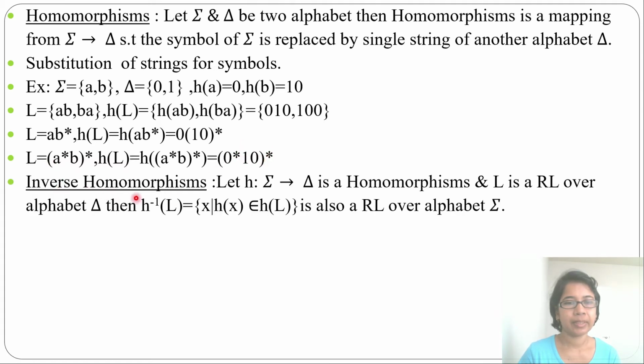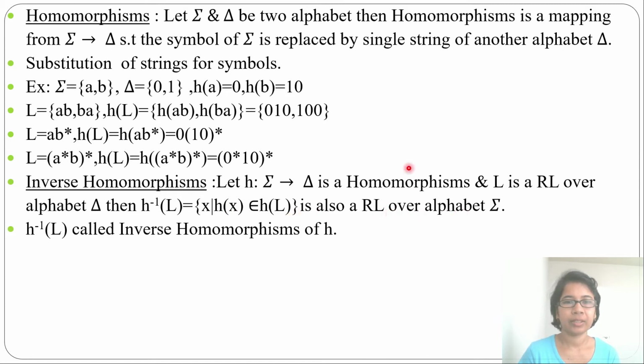Next I will discuss inverse homomorphism. Let h from sigma to delta be a homomorphism and L a regular language over alphabet delta. Then h inverse of L, equal to {x | h(x) belongs to L}, is also a regular language over sigma. So it is just the inverse. Here we went from sigma to delta, now we convert delta back to sigma. So h inverse of L is called the inverse homomorphism of h.